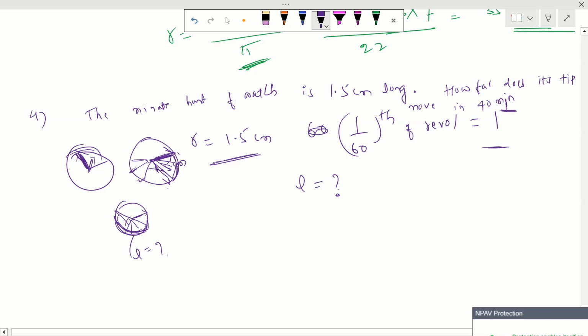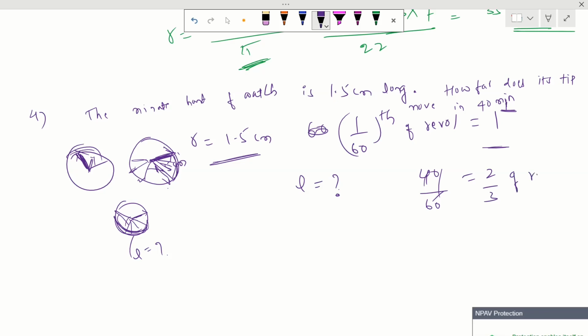We know that one sixtieth of a revolution is 1 minute. Then 40 minutes means 40 by 60. Cancelling the zeros, it is 2 by 3. It is 2 by 3 of a revolution.